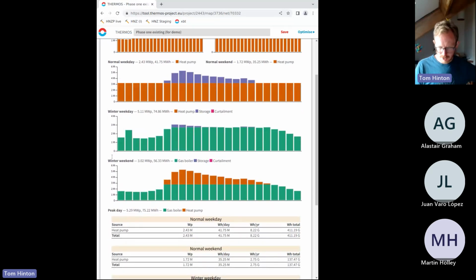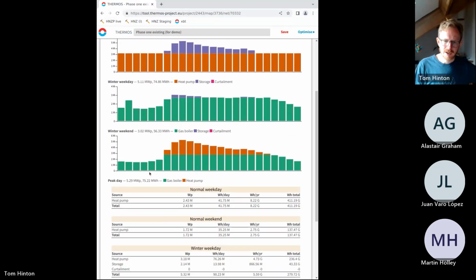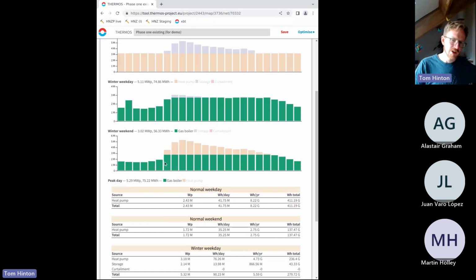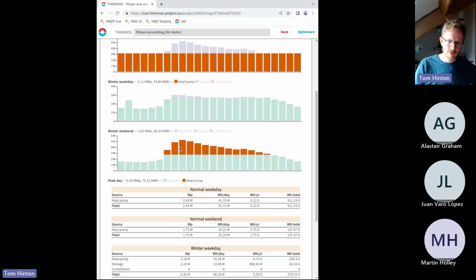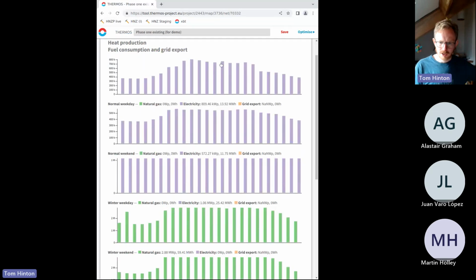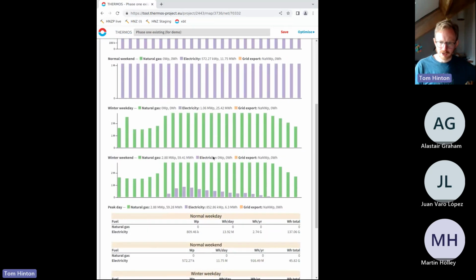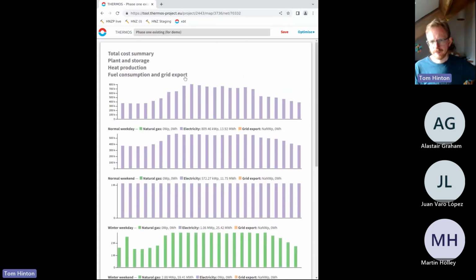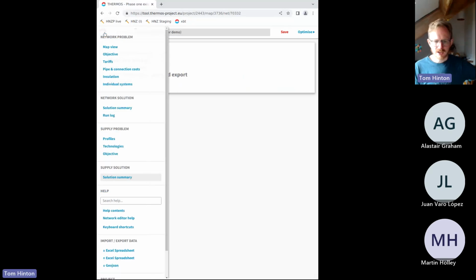And similarly, on this winter weekend day where I put the electricity price in between, it's decided the trade-off is, well, we'll build gas boiler, but it's only worth buying a gas boiler up to a certain size, so we'll run it up to its limit, and then we can make up the rest with a heat pump because it's a little bit cheaper. So that's the sort of thing that the model does. And you can see here, we'll use a bit of gas and a bit of electricity. Yeah, that's about the size of it.